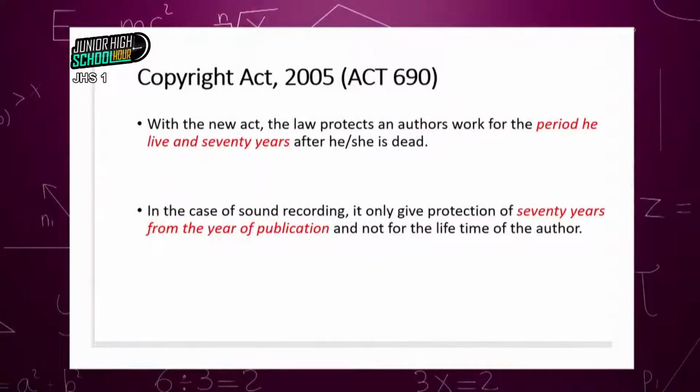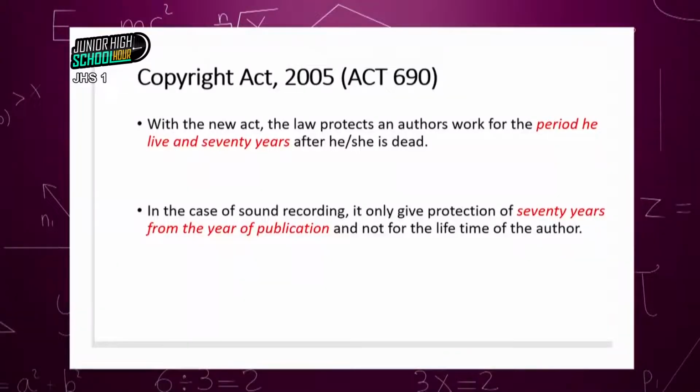Now let's look at what the difference is between the Act 690 and the 1985 Act. Now, this is the difference. In the PNDC Law 110, we realized that the protection was for the lifetime of the person or the originator and 50 years after. But everything changed. With the Act 690, they decided that the law can protect the author of the work for the period he lives and 70 years after his death. That means there's an addition of 20 years. Yes, isn't that good?